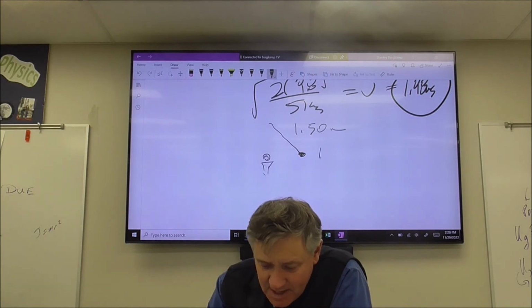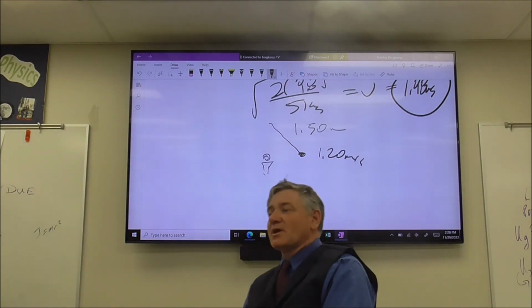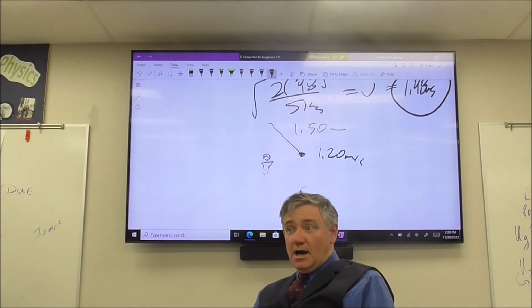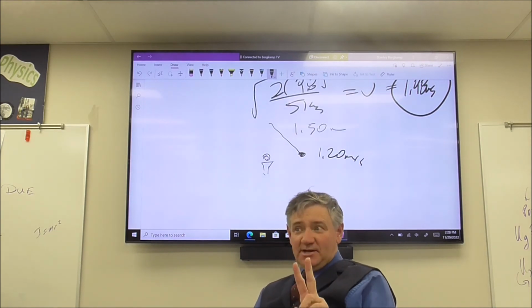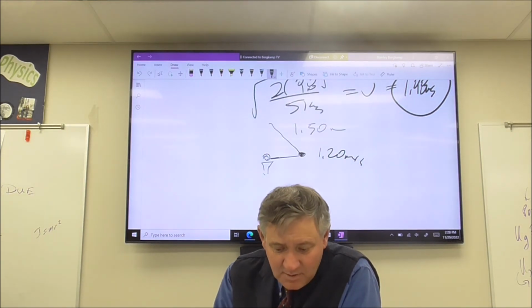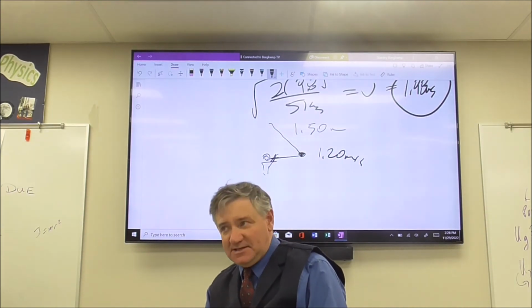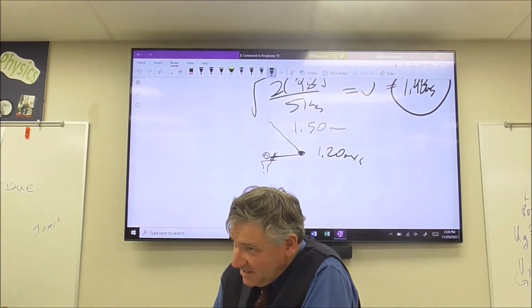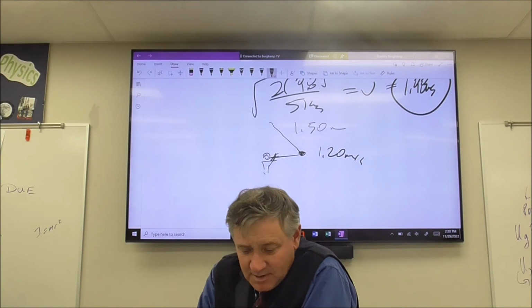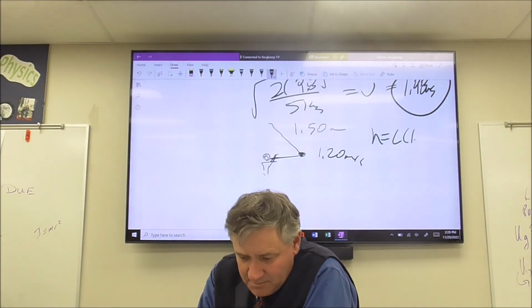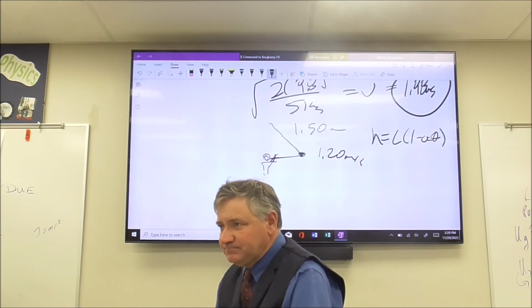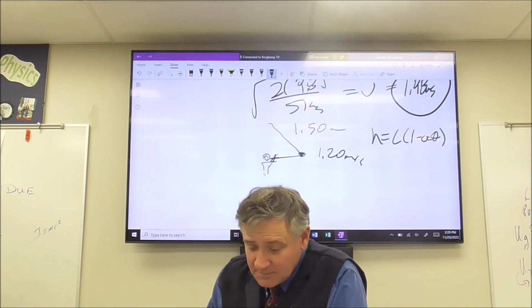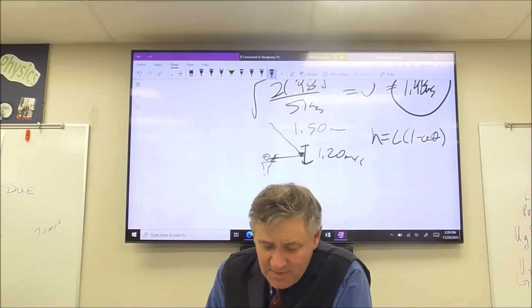It's moving at 1.20 meters per second. So what type of energy does it have? It's going to have KT and UG. When it gets to the bottom, it's only going to have KT. Keep that in mind. Now, I've also given you this handy little equation, that H equals L times 1 minus cosine theta. You have the angle, it's 60 degrees. You can figure out the height that is in between.